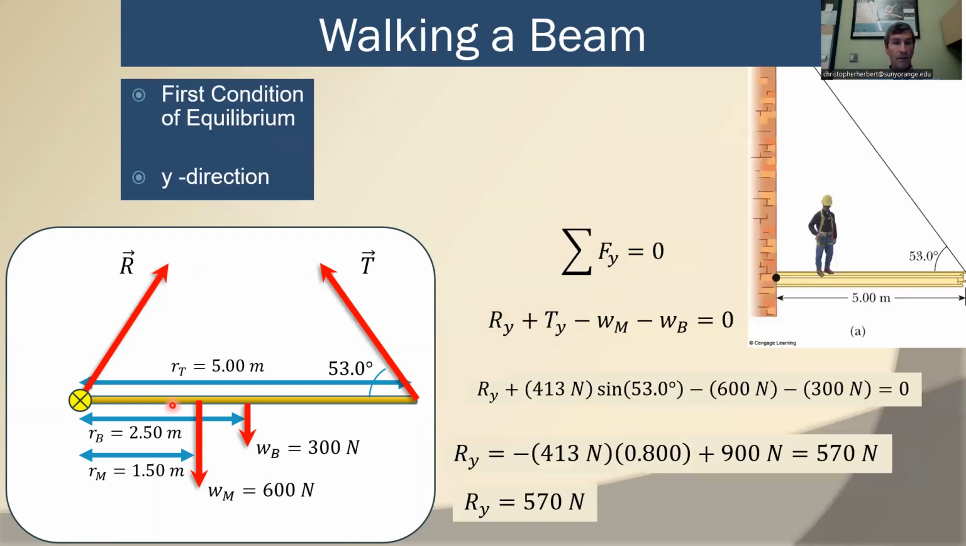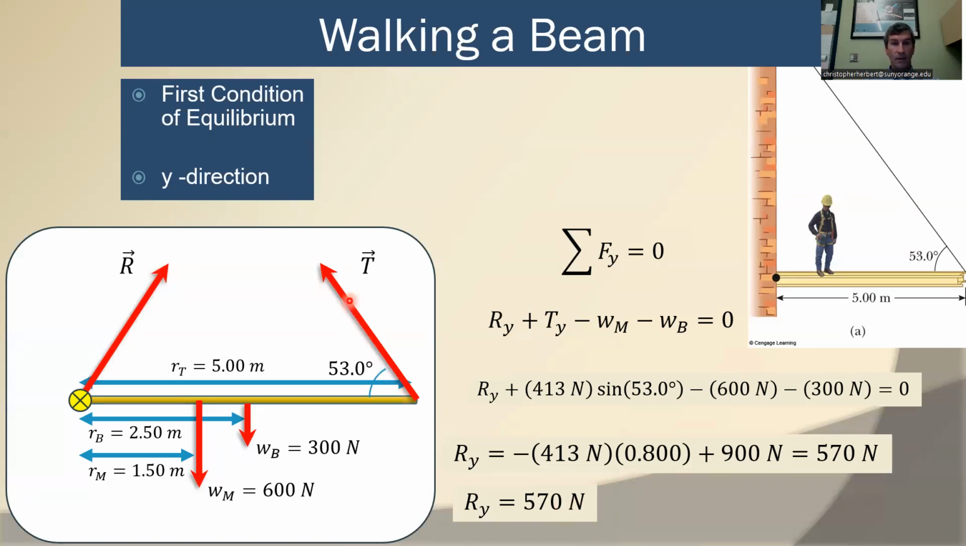Now I do the Y component. I just have two additional forces. I have the weight of the man and the weight of the beam that I have to include in this. I've already calculated Ty earlier. Ty is the force of T times the sine of 53 degrees. Sine of 53 degrees is roughly 0.8. Negative 413 times 0.8 plus 900 gives me 570 newtons. So now I know all my forces.